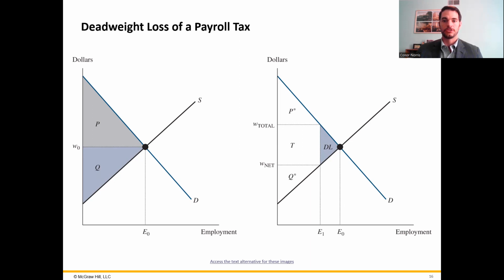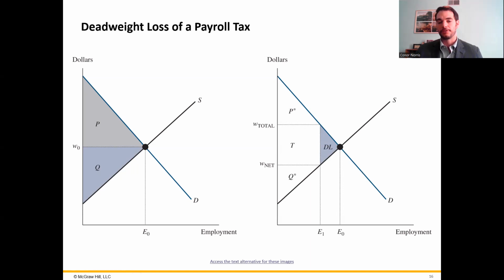So here, the figure on the left shows the labor market before the payroll tax. It's Pareto efficient, with the consumer and producer surplus being maximized, the employment at E0. But once the payroll tax is implemented, what happens? The wage that workers receive falls from W0 to W net. The worker's surplus falls from the area of Q to the area of Q star. We don't need any geometric formula to tell us that this is a smaller area than Q was on the left side. The firm's surplus also falls from P to P star after the total cost of employing a worker increases to W total. The area T here is the revenue that the government receives from the tax.